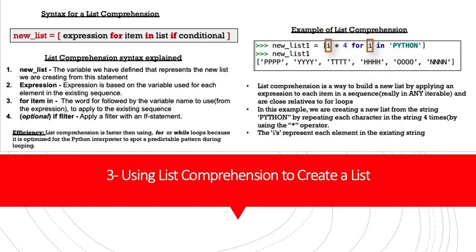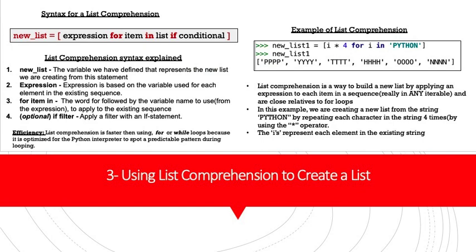The i's in this statement above represent each element in the existing string. So we create a variable new_list1, and then in square brackets we have that equal i times 4 for i in Python. Those i's will iterate over that string Python, and in so doing, it's going to create our new list such that each element will be repeated 4 times. And you see that's exactly what we have.